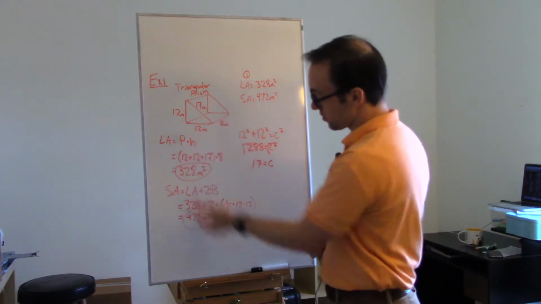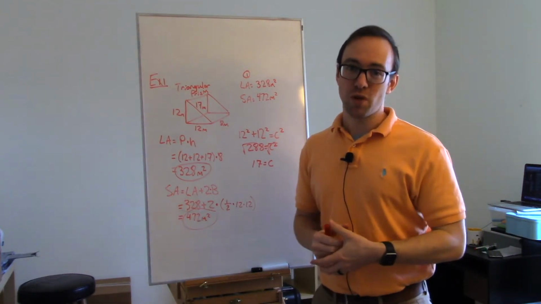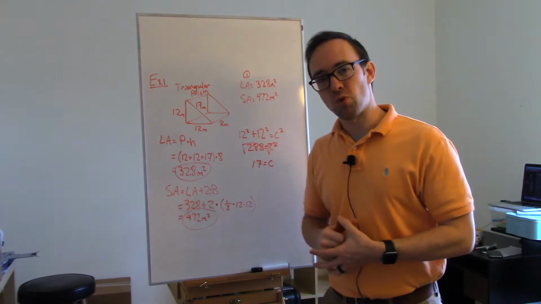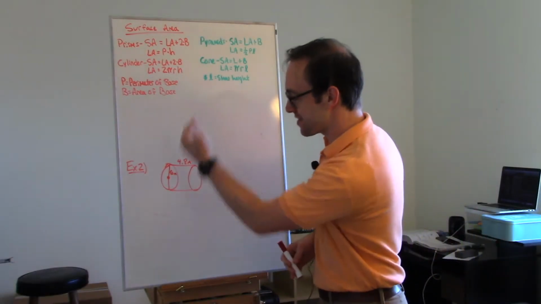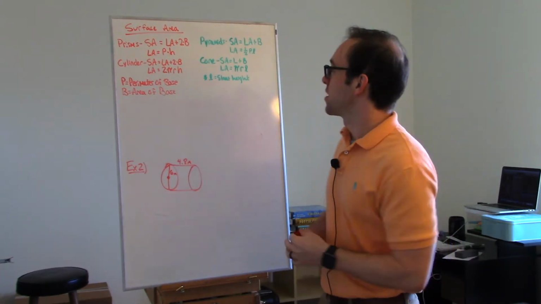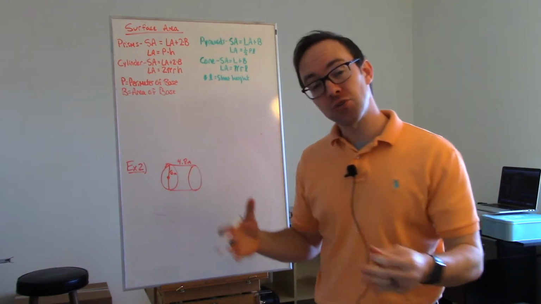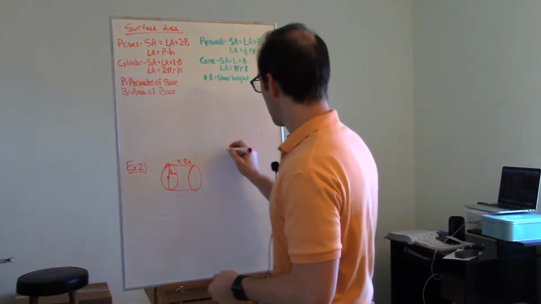Now that we finished the first example with the triangular prism, let's go ahead and move on to example 2. I'm going to go ahead and put the formulas back up on the board with example 2. The cylinder has a diameter of 6 meters and a height of 4.8 meters. So here we go. We're going to use these cylinder formulas and try to find the lateral area and the surface area.